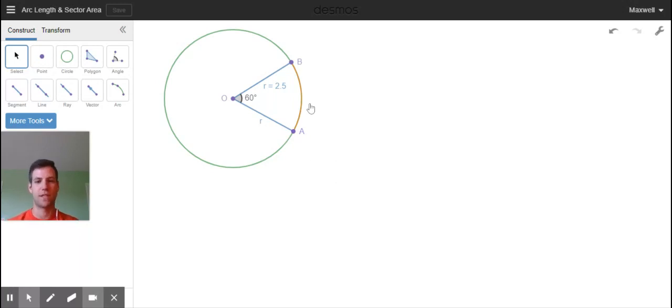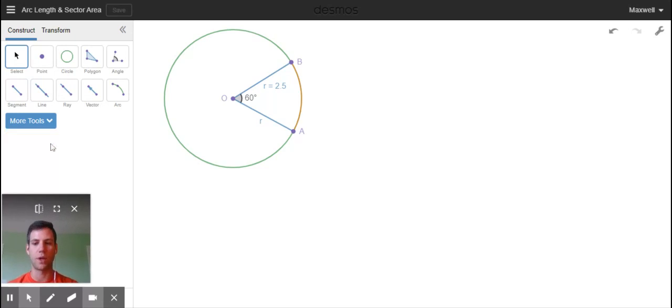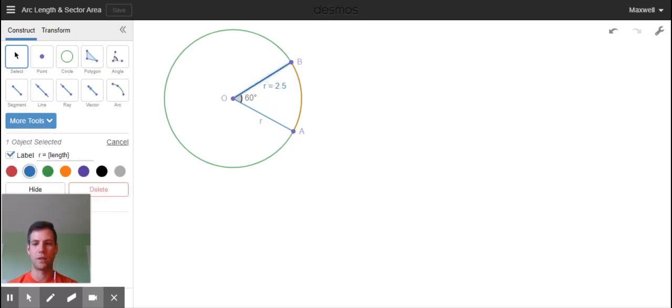Now that we have established that, if our radius is actually not just 2.5, we would want to think about what it would be specifically. 2.5 what? So we would say 2.5 inches, for instance. And we can label both of our radius lengths with inches. And now we can be specific in what we are talking about.